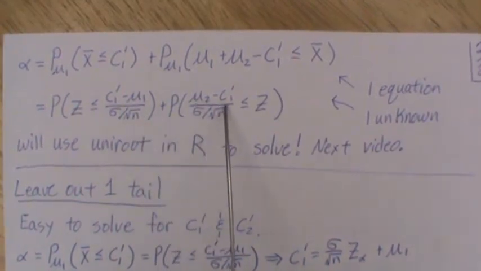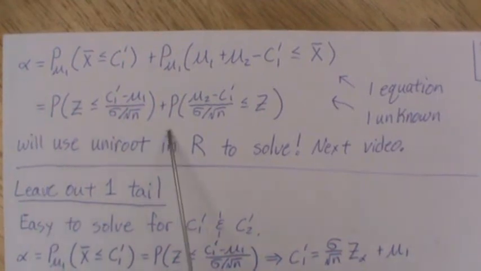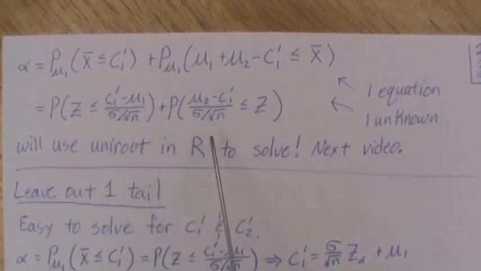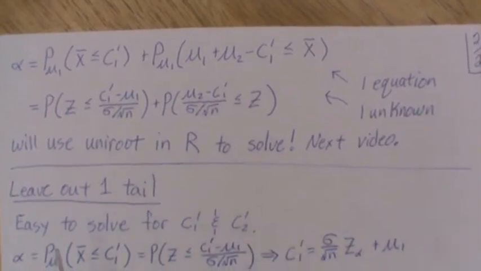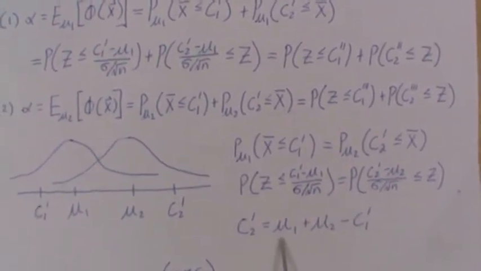But the way you do it is you pick a C1 prime and then calculate these two probabilities, right? It's the only unknown. And if it's above or below alpha, then you either increase or decrease C1 prime, and you just do that iterative process until you reach alpha. And then you solve for C1 prime. And then you can take it and back solve for C2, right? Because it's this value. Okay.